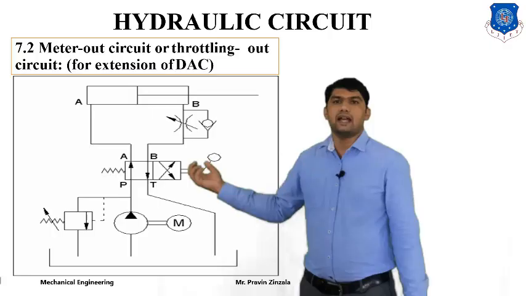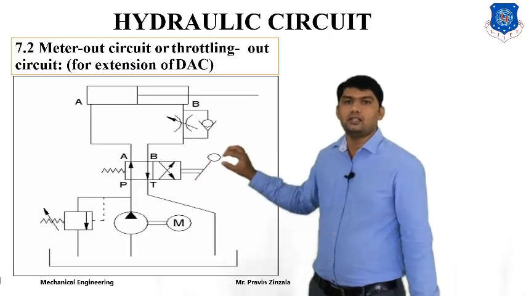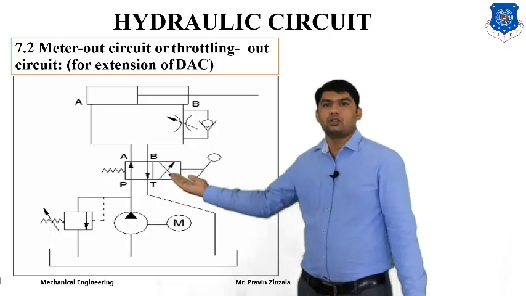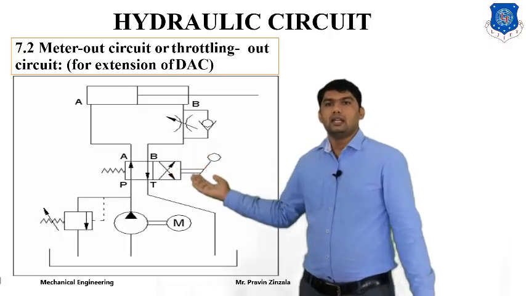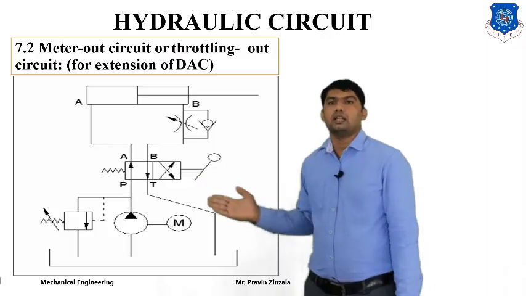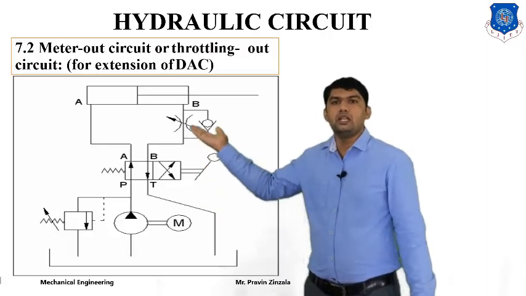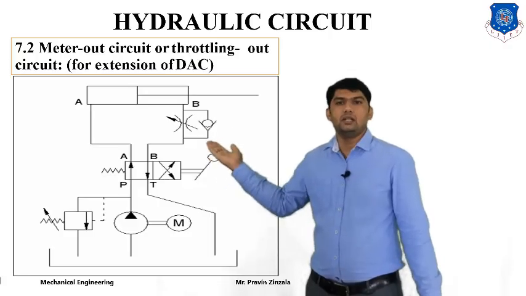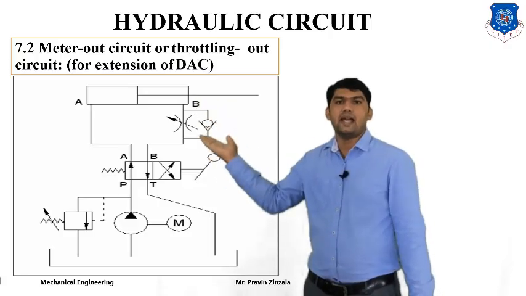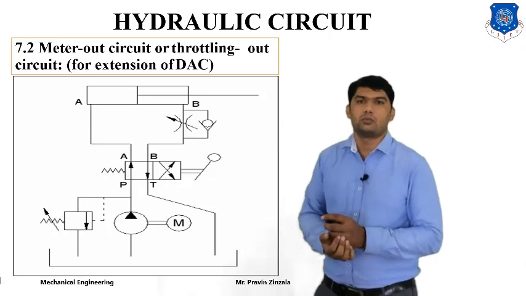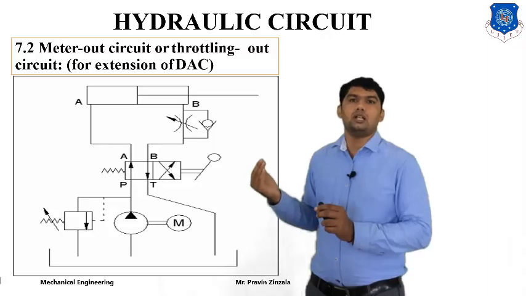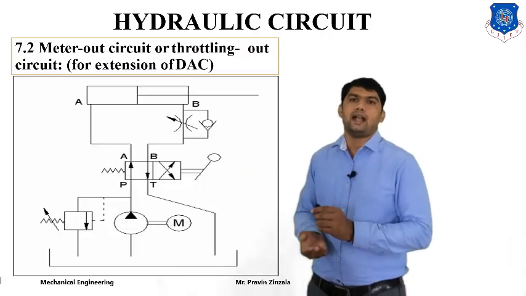But in the reverse direction, what happens? Whenever we apply force to the lever, it will change the position of the direction control valve. P will be connected to B and A will be connected to T. So fluid will be passed from B to the cylinder. What happens? This is the non-return valve. We can easily pass the flow, but in the reverse direction we can restrict the flow. So it's called a meter out circuit or throttling out circuit for extraction.